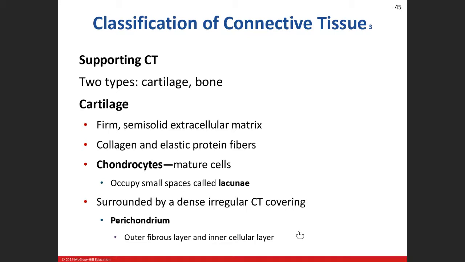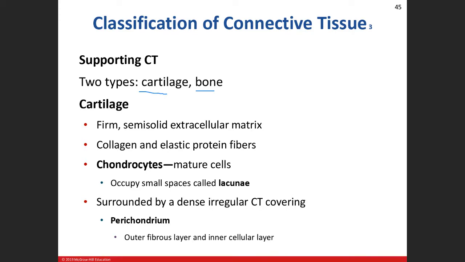Because we're already familiar with cartilage and bone a little bit. All right, so the next major category for connective tissue is our supporting connective tissue. We have two types here: cartilage and bone. In cartilage, there are 3 subtypes, we'll go through those, and for bone, there are 2.